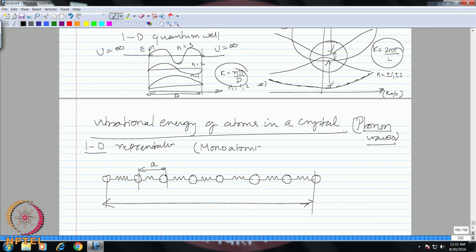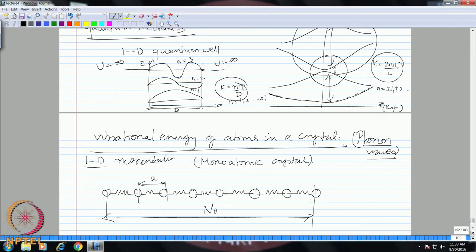You understand? So, you have basically only one kind of atom in the crystal, and they are all equidistantly spaced. You can also have a polyatomic structure. You can have 2 atoms, one bigger in size, one smaller, with different masses. But right now, to start with, we will look at the simpler system. The total length of this chain will be n times A, where n is the number of atoms.